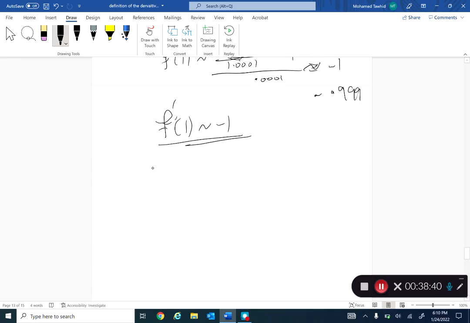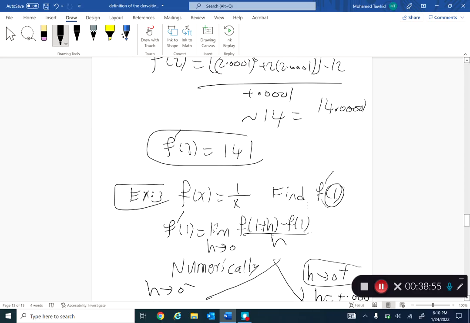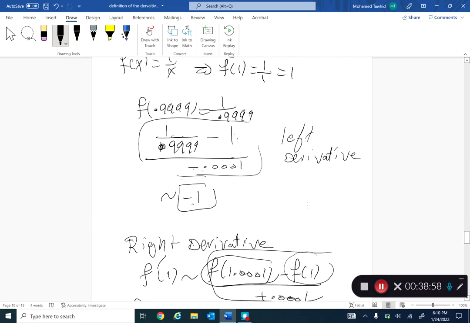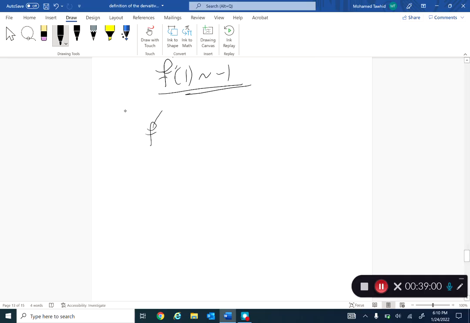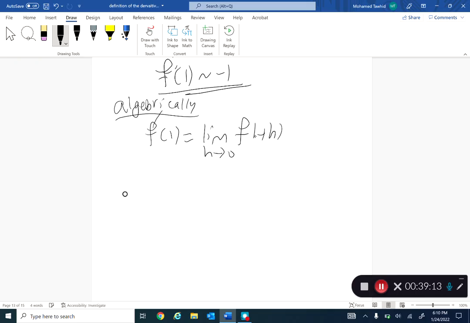So now I can do it algebraically. What is the question here again? F of x equals 1 over x. I gave this one numerically, 1 over x, and I need to get f prime of 1. So let me show you how to do it algebraically. What I did numerically, f prime of 1, is the limit as h goes to 0 of f of 1 plus h minus f of 1, over h.